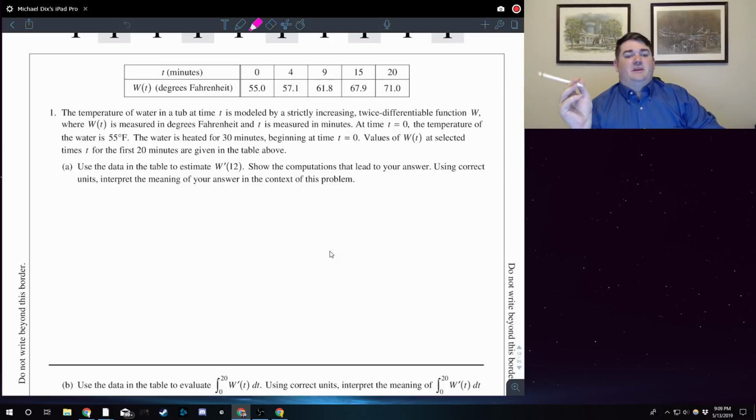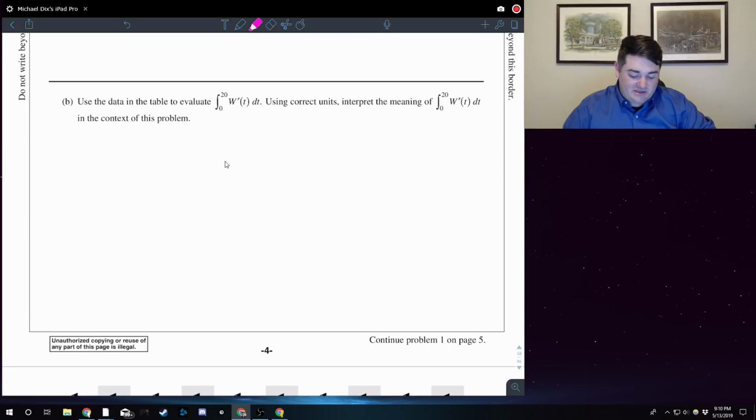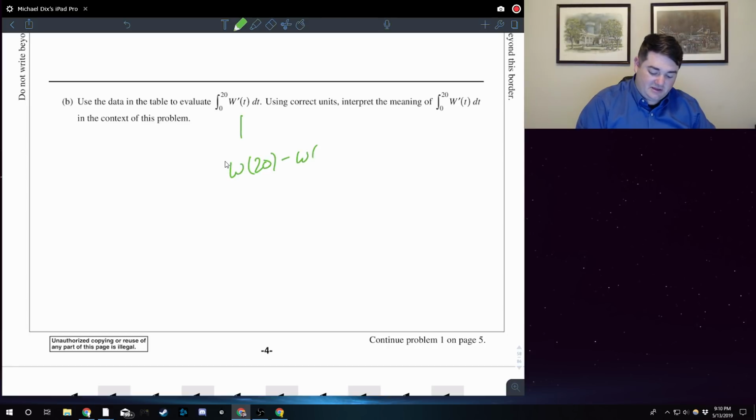2012 AB. Got a table. Temperature of water in a tub is given by W. So W is temperature. Use the data in the table to approximate W prime of 12. So that's just using slope formula between 9 and 15. Not too bad. B, evaluate the integral from 0 to 20 of W prime. That's FTC1 because it's going to be W20 minus W0. Those values are given in the table. If you integrate a rate, remember that gives you an amount.